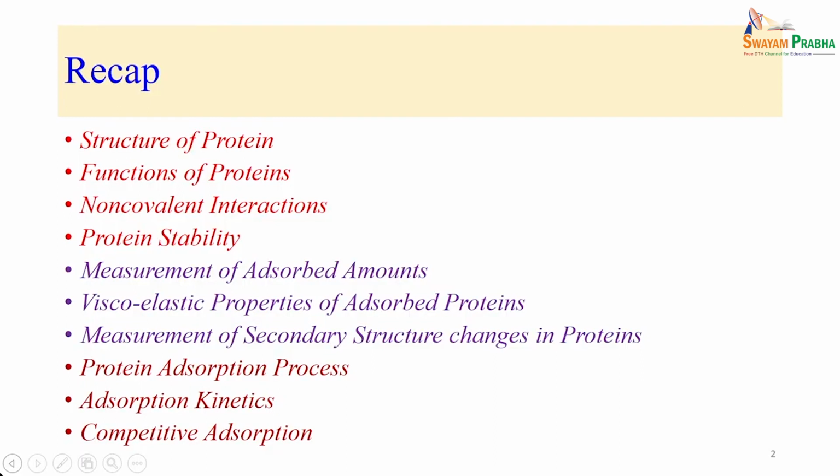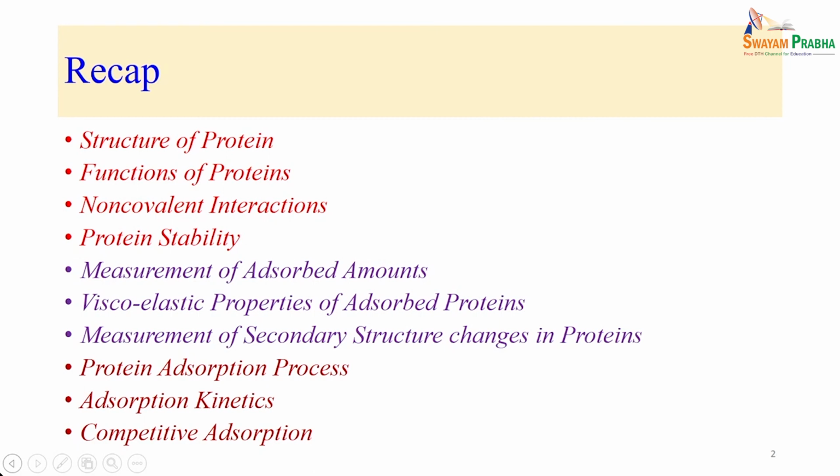After that we discussed how protein adsorption takes place. The first step is attachment followed by reorientation. Then we discussed a simple kinetic model, how we can model the adsorption process to determine the different steps as well as the rate constant or rate of adsorption. We also discussed competitive adsorption, and how, depending on the surface protein affinity, the larger proteins try to displace the smaller proteins which are adsorbed in the end-on orientation.